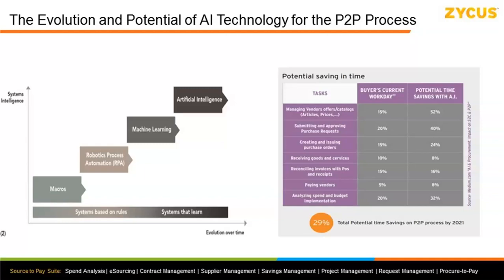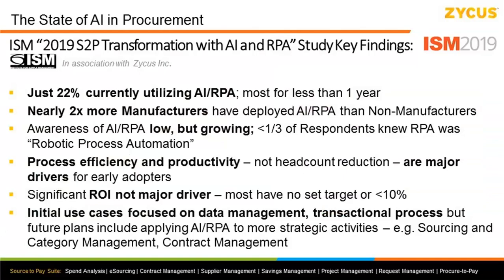And here's some data from Medium.com that looks across the P2P process and says, for instance, you might be able to take 40% out of the time in submitting and approving purchase requests just by introducing bots, if you will, either AI or RPA bots, to drive these processes. So some interesting potential gains in those areas, but adoption has been fairly slow.